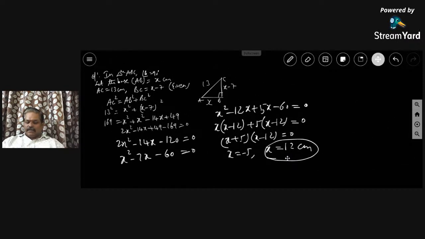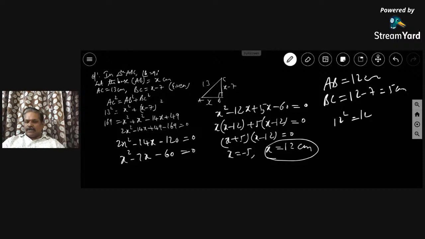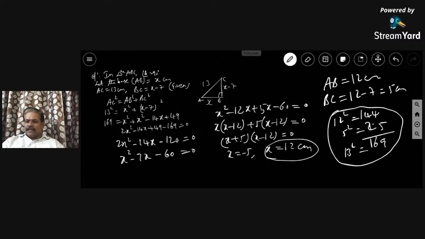So when x is 12, that means the base is 12 centimeters, and height BC will become 12 minus 7, that is 5. And for cross check verification, you can see 12 square is 144, 5 square is 25. Total is 169, which is equal to 13 square. And as we know, 12, 5, 13 are Pythagorean triplets. So our sum is correct.